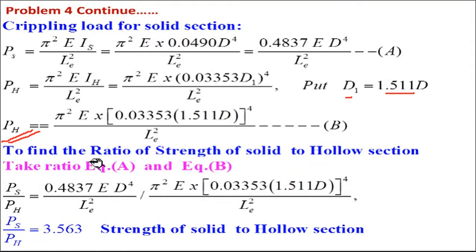Here you have to find the ratio of the strength of the solid to the strength of the hollow section. So take the ratio PS upon PH. Here L square will cancel, pi square E, this E will cancel, pi will cancel. Try to solve it, and you will get the ratio as 3.563. So that is the ratio of the solid section to the hollow section.